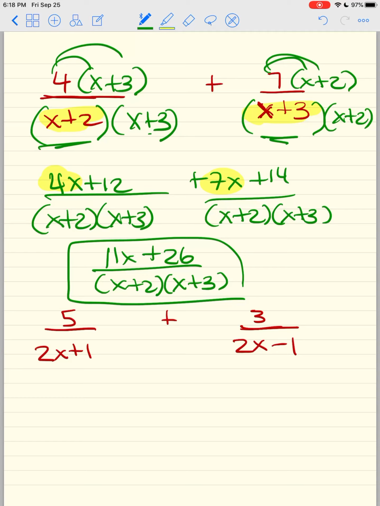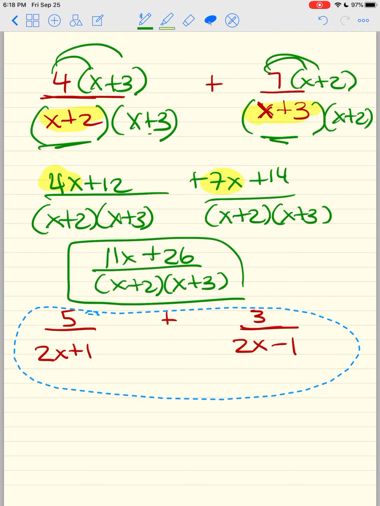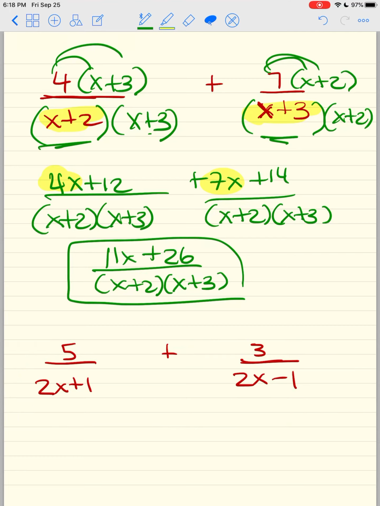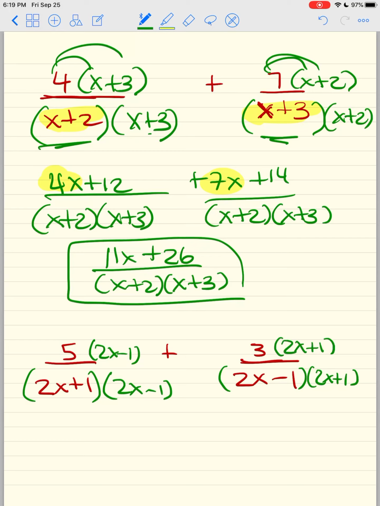Okay, now our final problem of the day is this one right here. 2x plus 1 and 2x minus 1 are two different things. They're two different expressions. They are not the same, okay? So what you have to do is you literally have to give 2x minus 1 here and here, and 2x plus 1 here and here.